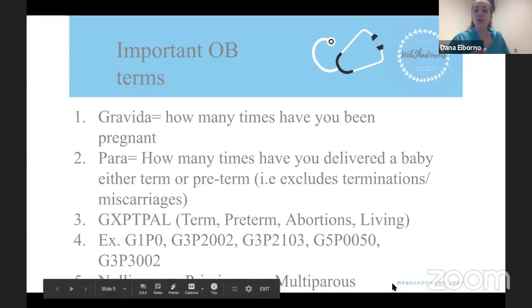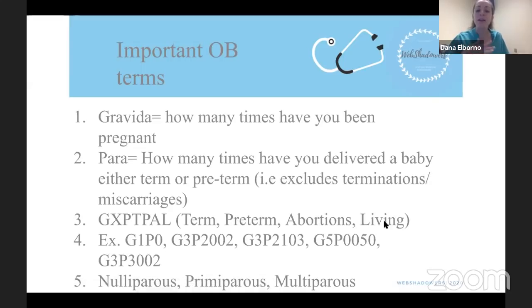These terms can also be summarized in saying nulliparous, primiparous, or multiparous. And those are terms that we use often. You even might hear us shortening them and saying she's a nullip, she's a primip, or she's a multip. Nullip meaning she's never been pregnant, primip meaning she's pregnant for the first time, or multip meaning she's been pregnant several times in the past.